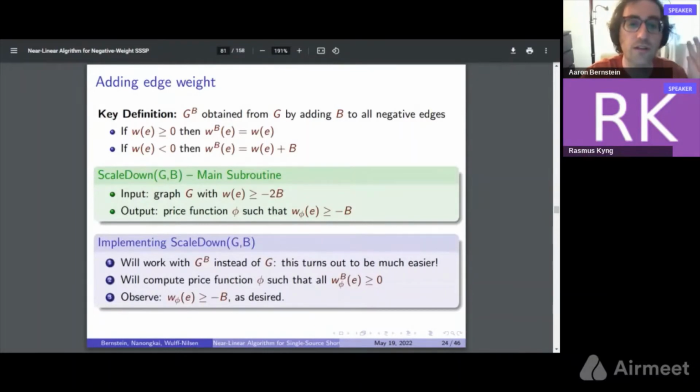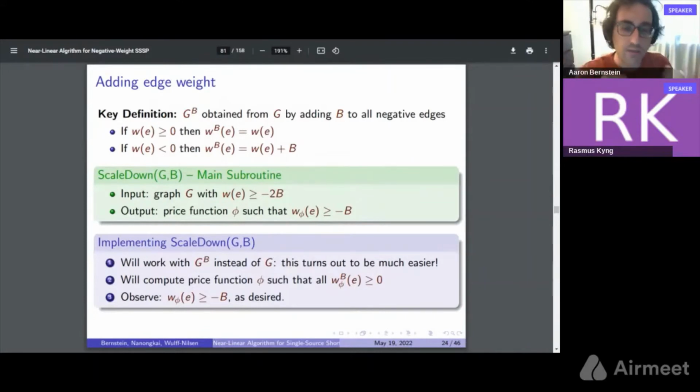Instead of working with the graph G, the initial graph, we're going to work with the graph GB. This turns out to be much easier for reasons we'll see soon. Just adding B to all the negative edges makes our life so much easier. And so on this graph GB, we're going to be able to compute a price function such that all the edges are non-negative. And now we're going to use that same price function and apply it to G.